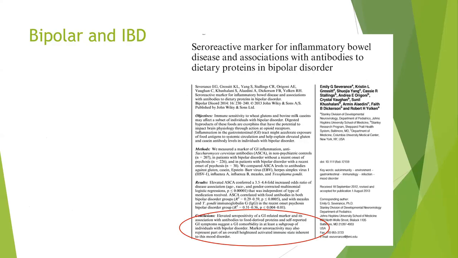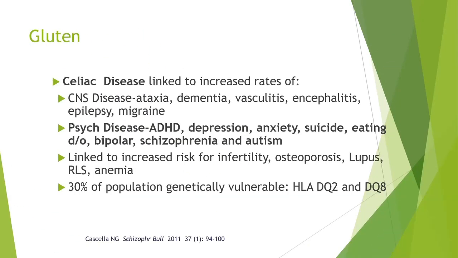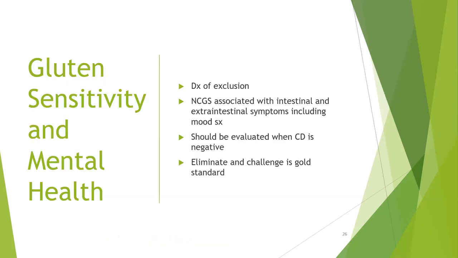What about IBD? So there is an association between bipolar and IBD, showing that inflammatory bowel disease and the associations with antibodies to dietary proteins in bipolar disorder. We've got gluten sensitivity, which is different than celiacs, right? This is more a diagnosis of exclusion. We can have intestinal symptoms and extraintestinal symptoms, which would be mood symptoms. And it should be evaluated when celiac disease is negative. So elimination and challenge is the gold standard for this.